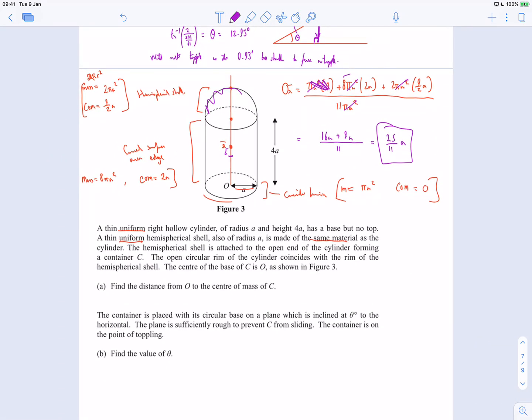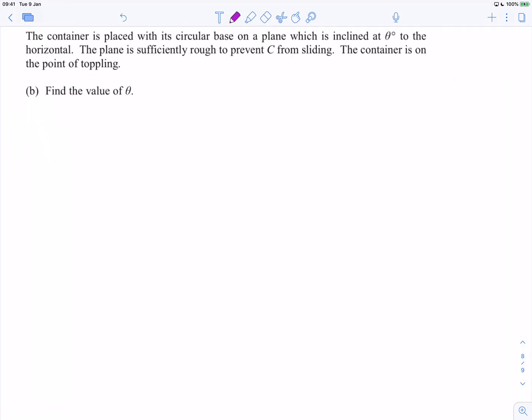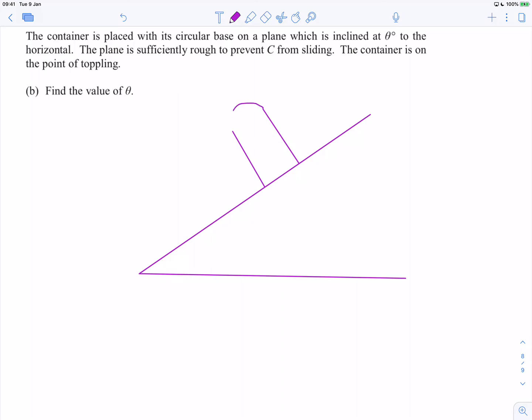Okay, the container is placed with its circular base on a plane which is inclined to theta degrees to the horizontal. The plane is sufficiently rough to prevent C from sliding. The container is on the point of toppling. Find theta. So I've got my inclined plane like so, and my object looking a bit like this. The centre of mass somewhere here needs to be pointing straight down, touching that corner such that this angle theta is there, and by similar triangles that should be the same as this angle theta here.